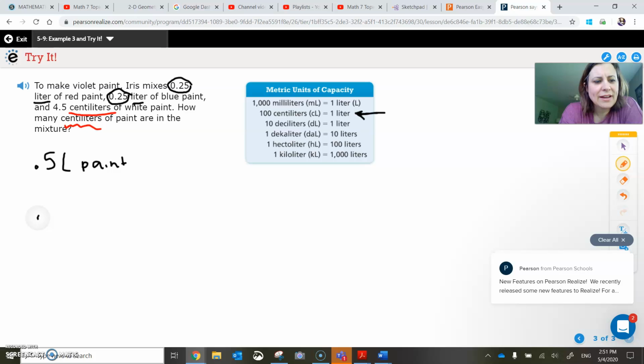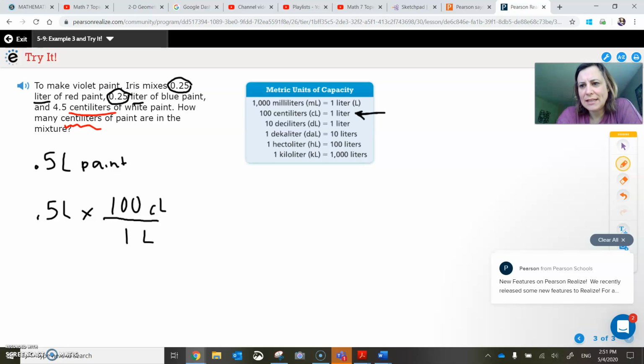So 0.5 liters, I want to multiply that by 100 centiliters over 1 liter. And once again, since I am multiplying these two, I want to make sure that since liters is in the numerator over here on the left, I want it in the denominator on the right.